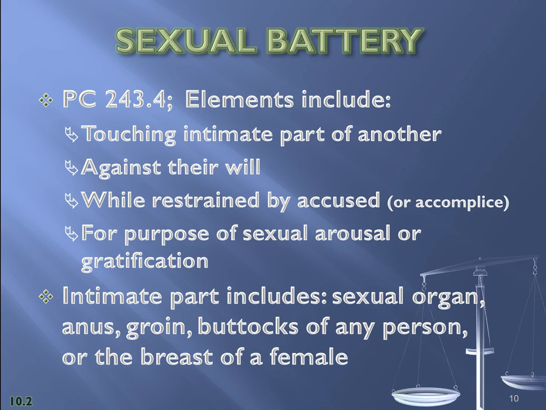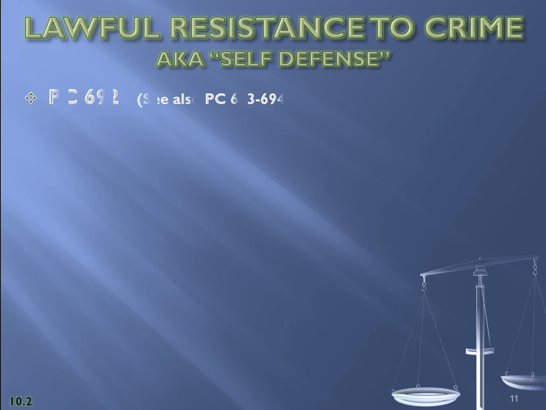And for us to maybe prosecute a case on that, we're going to need to know that. So we know the elements include touching an intimate part of another against their will, while restrained by the suspect or someone that's helping an accomplice, for purpose of sexual arousal or gratification. And the intimate part that's described here would be sexual organ, anus, groin, buttocks of any person, or the breast of a female. So it helps us break out all of that information.